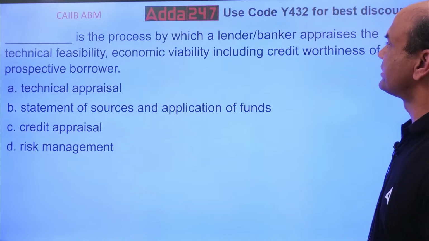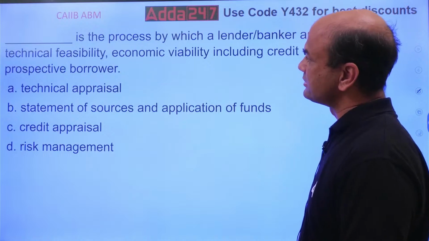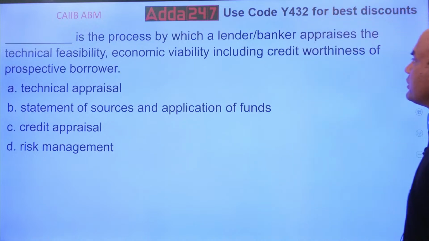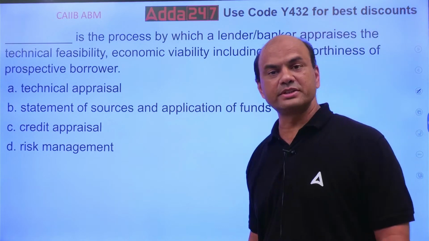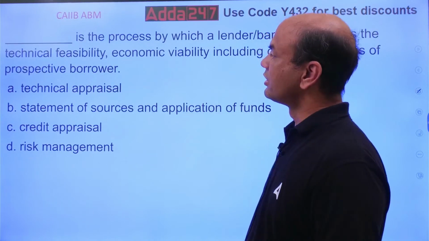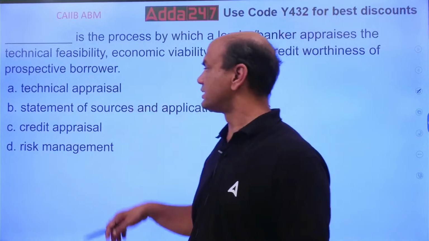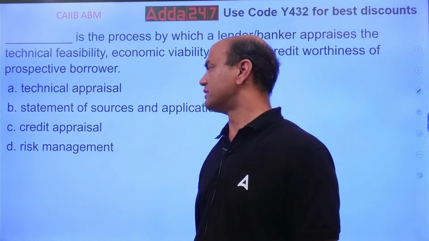Dash is the process by which a lender or banker appraises the technical feasibility, economic viability, including creditworthiness of the prospective borrower. So how will you check the technical feasibility and economic viability of the borrower? Technical appraisal, statement of sources and application of funds, credit appraisal, or risk management.